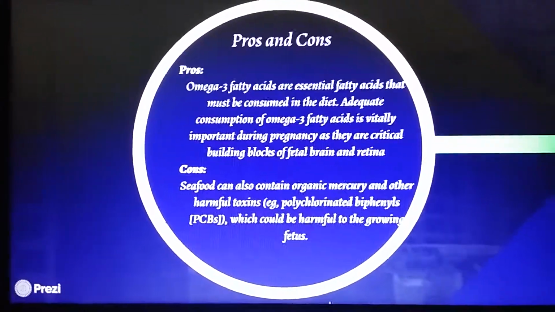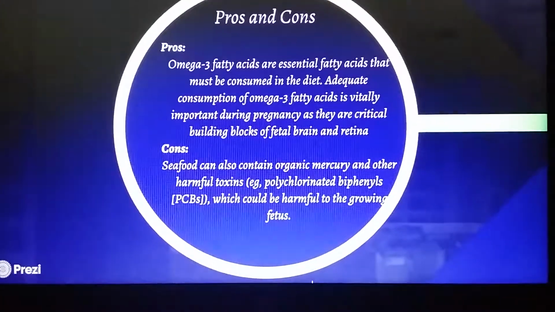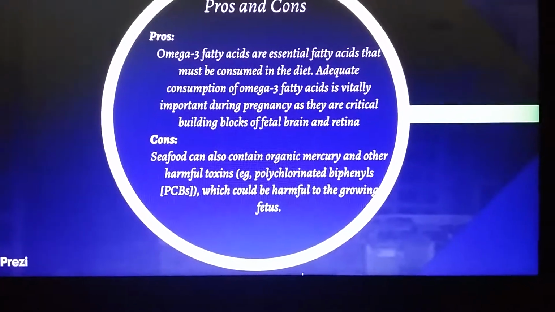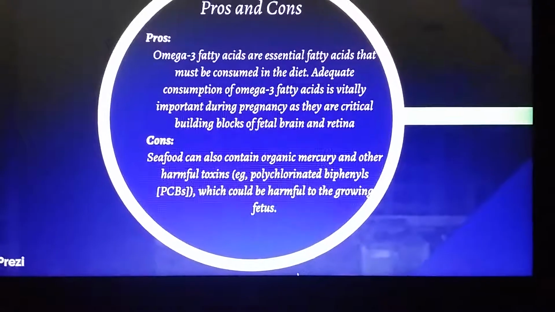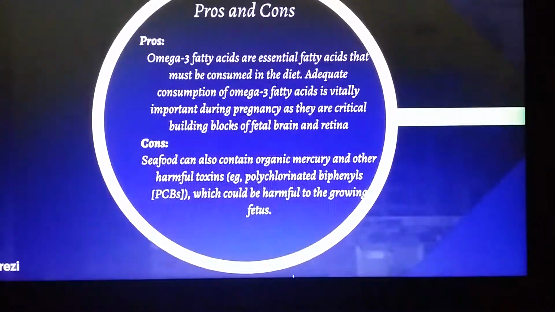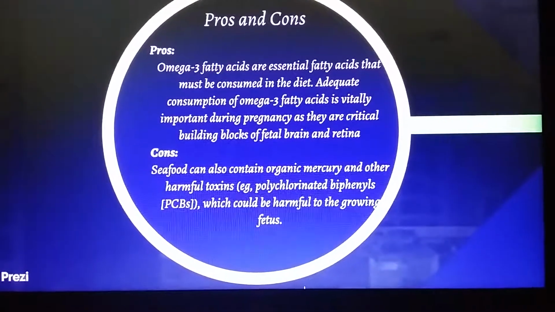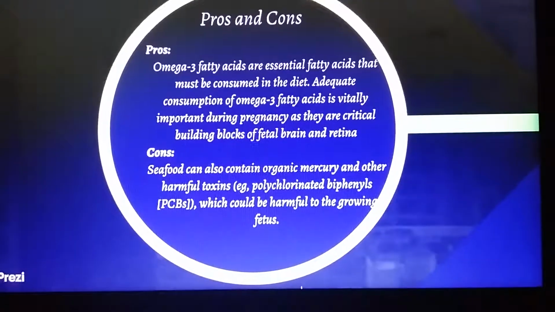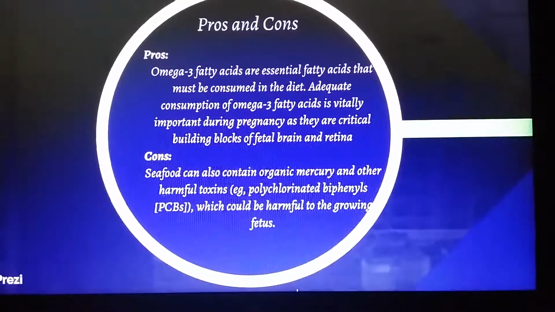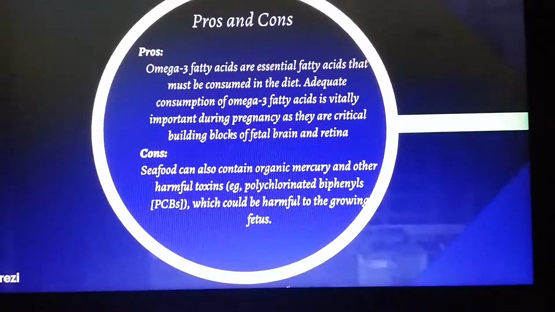Pros and cons. Pros: Omega-3 fatty acids are essential fatty acids that must be consumed in the diet. Adequate consumption of omega-3 fatty acids is vitally important during pregnancy, as they are critical building blocks of the fetal brain and retina. Cons: Seafood can also contain organic mercury and other harmful toxins, for example polychlorinated biphenyls (PCBs), which could be harmful to the growing fetus.